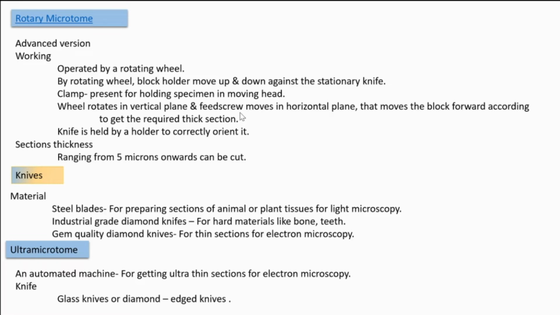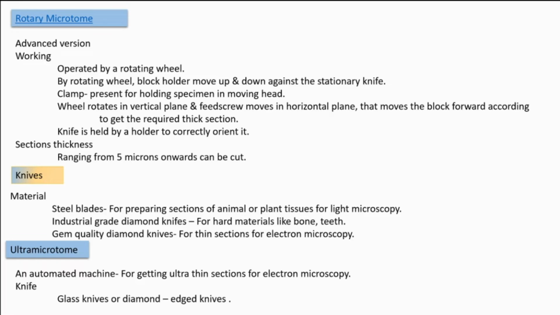Feed screw means that part actually moves the specimen forward to get the knife to move across it to get each section. Understand? The feed screw is the structure that helps to move the specimen forward to facilitate the knife to pass over it to make a thin section.